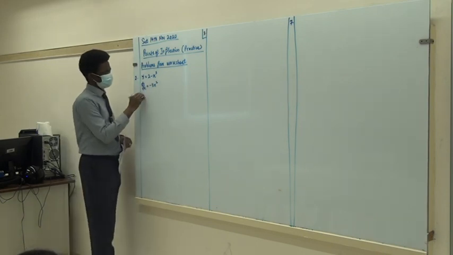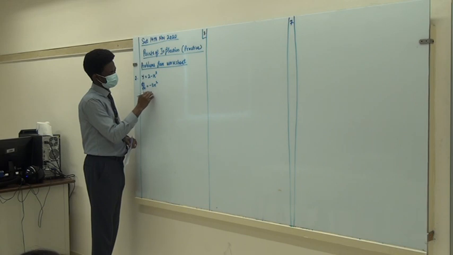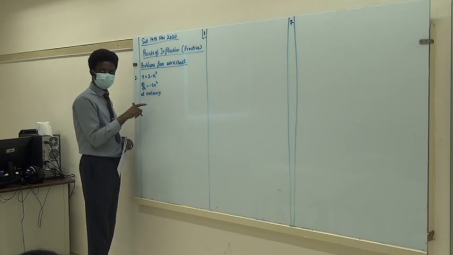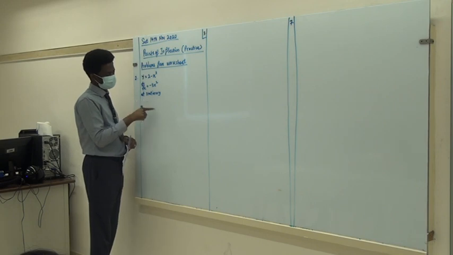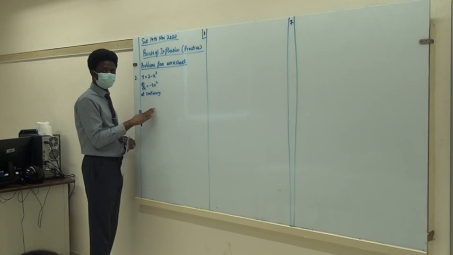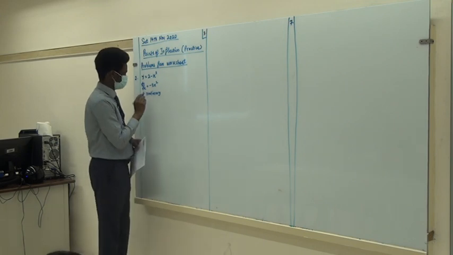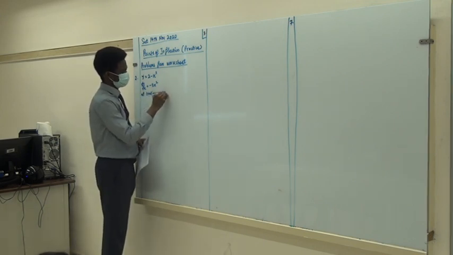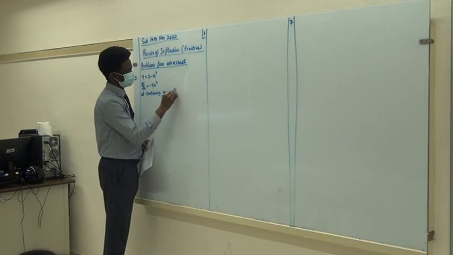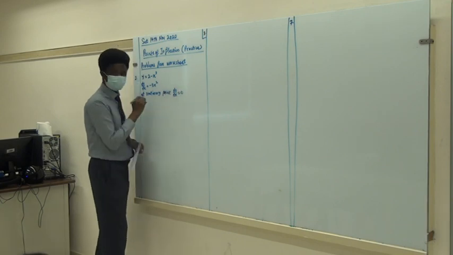At a stationary point, again, a stationary point and a turning point have some differences. A stationary point could be a turning point and it could be a point of inflection. Okay? Now, at a stationary point, dy by dx is equal to 0.